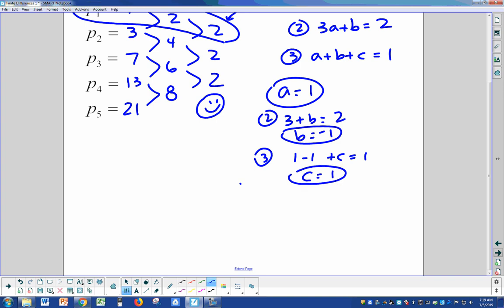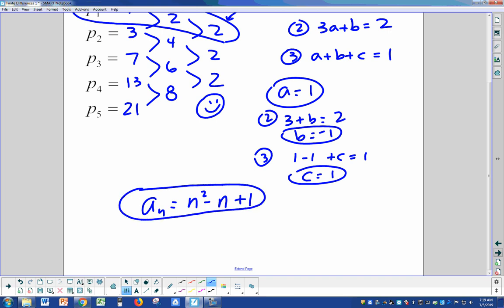All right, so this is a very simple problem. Let's take a look at what the answer is then. A sub n would be, since a is 1, we just have n squared. And since b is negative 1, we have minus n. And then c is equal to 1, so we should end up with plus 1. And that is our nth term.